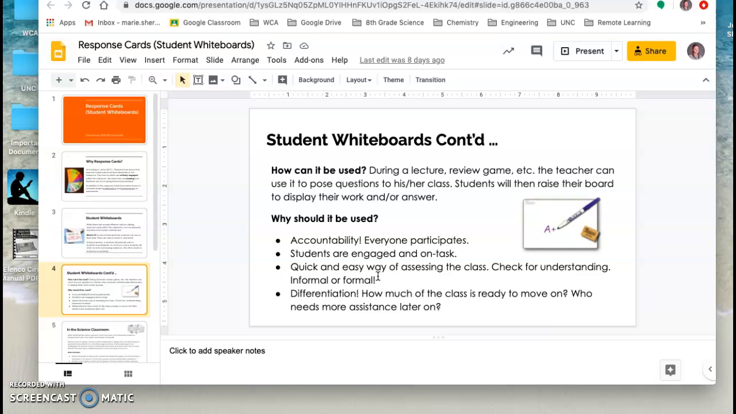And one huge thing for me that I've noticed is just the differentiation aspect. If I'm walking around the classroom, I have all my students raising their whiteboard, I can quickly see what percentage of the class is understanding and who are those few kids that are maybe having trouble that I have to pull aside later on and just do a little bit more practice with.